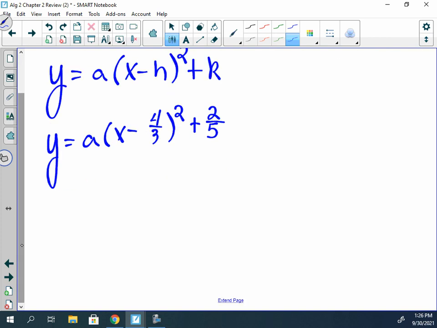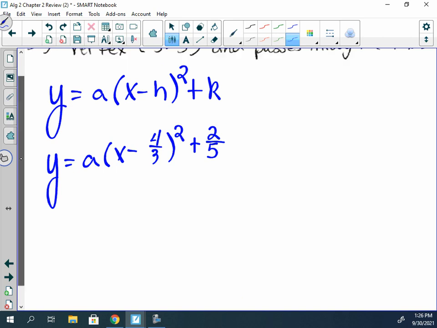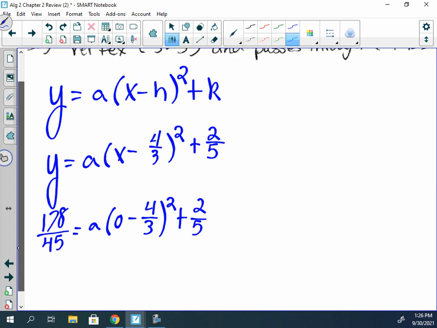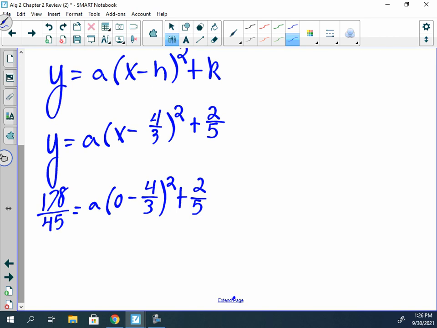Now the only thing we're missing from this equation is a, because if I have a, I actually have the equation and we're done. So we're going to utilize the other point, (0, 178/45), and plug it in. So 178 over 45 is equal to a times (0 minus 4/3) squared plus 2/5. So we're just plugging x and y into the equation.